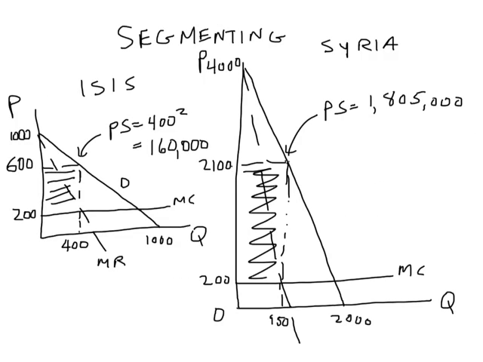To solve the segmenting case, you simply take the ISIS market by itself, marginal revenue, marginal cost. You find that the monopolist sells 400 to ISIS and prices each rocket-propelled grenade launcher at 600. Remember, we did that before for Syria, and we got 950 produced and sold at 2,100, and the producer surplus from that case, again, is 1,805,000. You notice that producer surplus in this case has gone up just because you're selling to ISIS now, and their market separate goes up by 160,000.